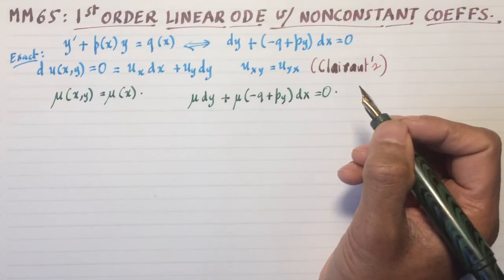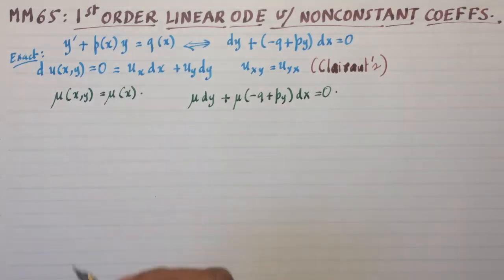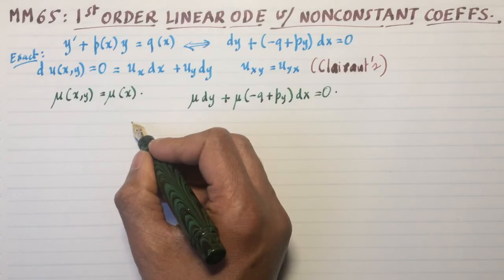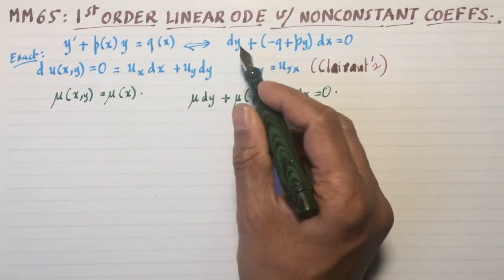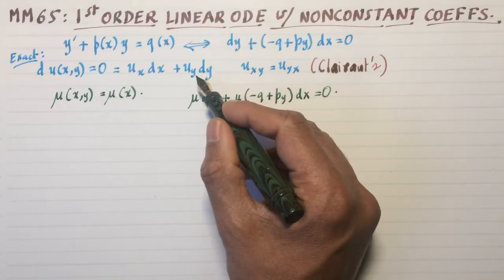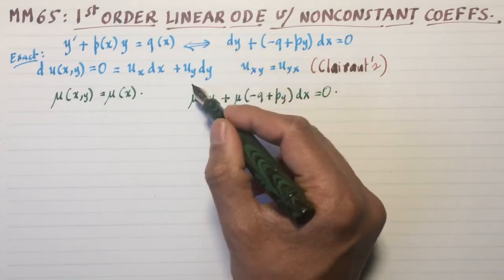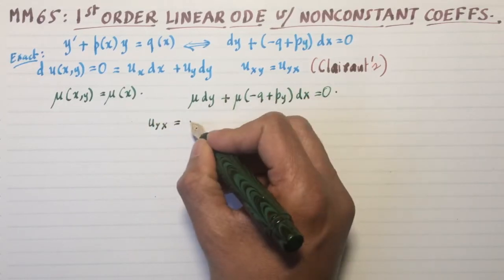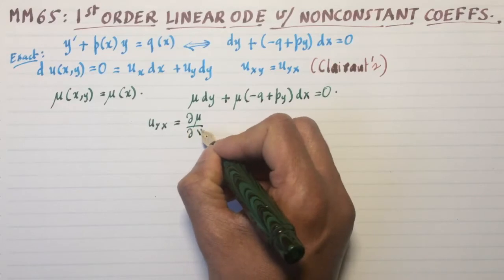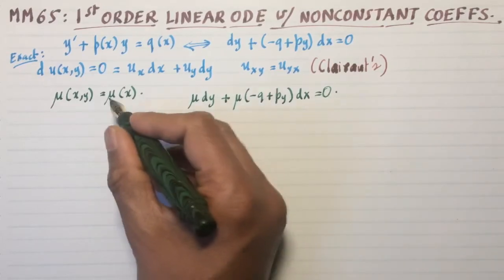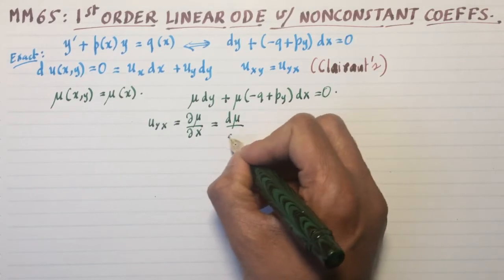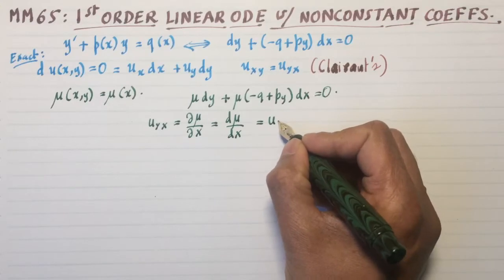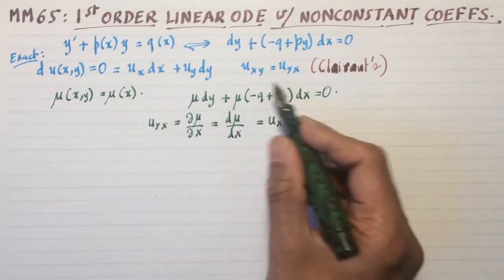So what I'm going to do is, let me try writing what del mu by del x is. Okay, so this is uy dy. So uy is equal to mu. So I need uyx, and that's going to be del mu by del x. And since mu is just a function of x, that's simply going to be d mu by dx. The partial derivative becomes the ordinary derivative. And that's equal to uxy. Ux is whatever multiplies dx.